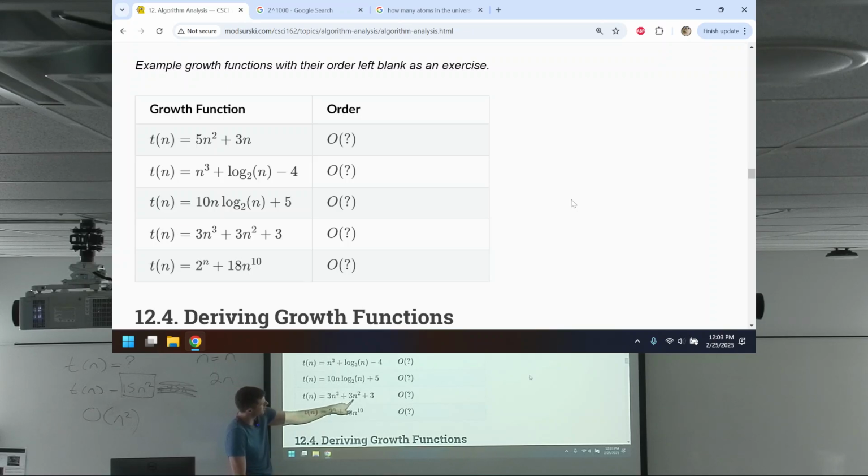3n cubed plus 3n squared plus 3. Go. N cubed. And then, oh, this one's tricky. 2 to the n plus 18n to the 10. It's going to be 2 to the n. I know you're left going like, well, no. Don't overthink it.